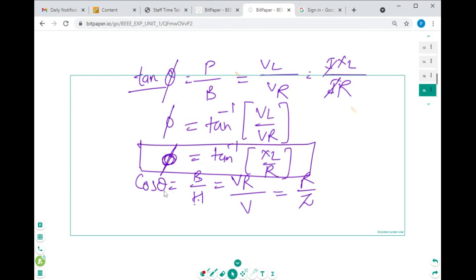And we can also find out the power factor, that is cos phi, or we can say cos theta, equal to b upon h, and we will put these values and you can calculate the power factor.